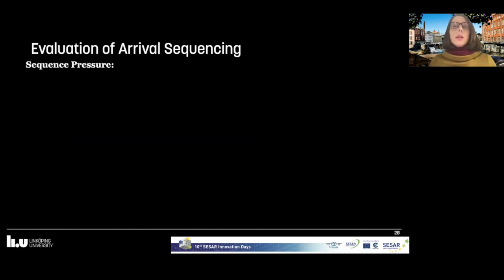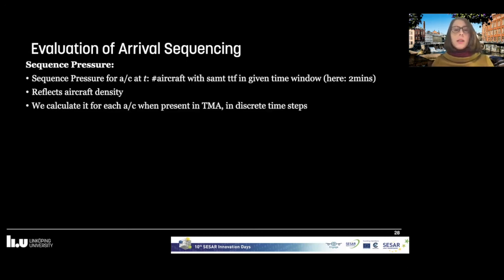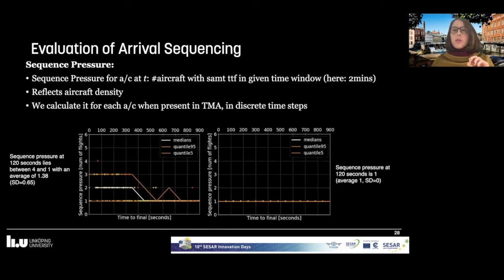routes and do minor corrections in case of some problems. Finally, as one of those KPIs, let's look at the sequence pressure. So the sequence pressure for an aircraft at time t is the number of aircraft with the same time to final in a given time window. And we use 2 minutes. This reflects the aircraft density, and we calculated it for each aircraft when it's present in the TMA in discrete time steps. And again, at the left, we have that for the actual trajectories, and at the right for the optimized ones. And here we can see a significant reduction in the sequence pressure for our optimized routes.